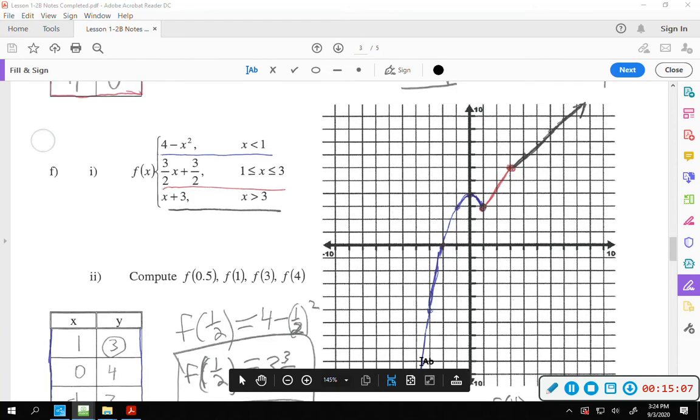This is an upside down parabola, but if you don't recognize it, you're not going to know how to connect these. So you have to recognize it's an upside down parabola. Parabola that opens downward. Right now, this is an open circle.